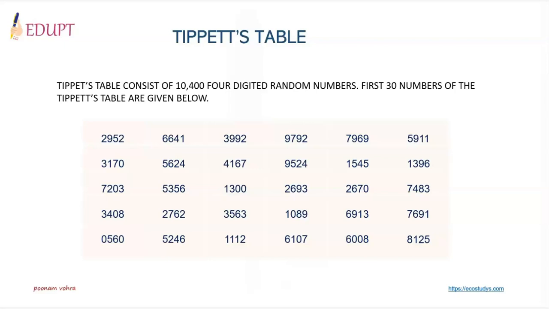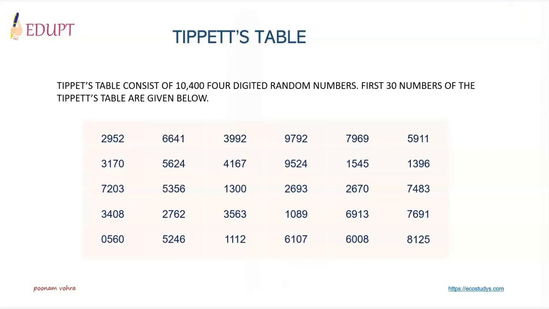Tippett's random number tables consist of 41,600 random digits grouped into 10,400 sets of 4-digit random numbers. Suppose we want to pick up a sample of 20 students from 4,000 students who are enrolled in a university, and one needs to find out the performance of these students, for which Tippett's table can be used.